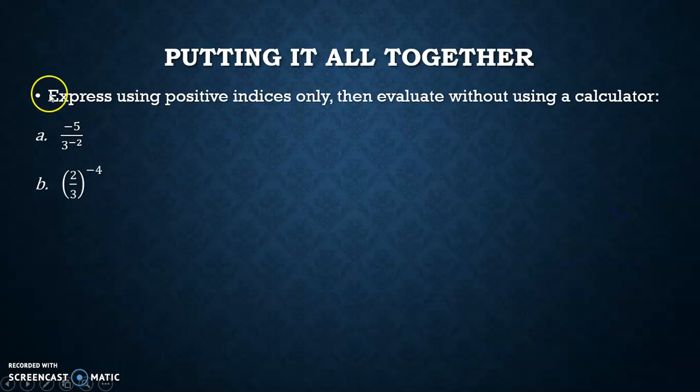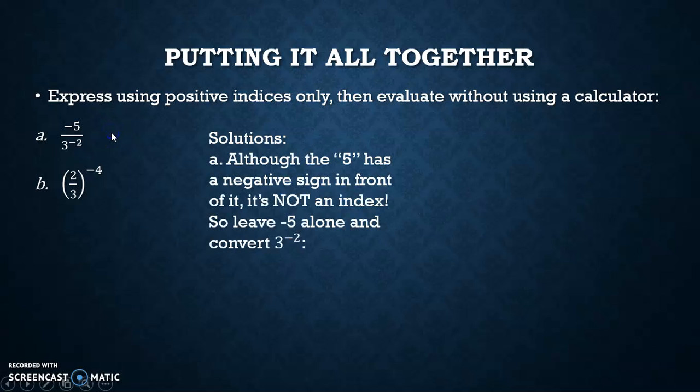Now, can we express the following using positive indices only and then evaluate them? So negative 5, is that an index or is that a number by itself? It is not an index. It doesn't have to be flipped. It's just a number by itself. Don't get distracted now.